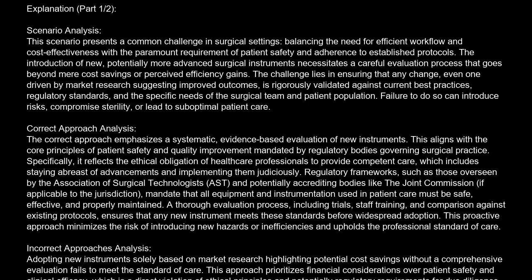The correct answer is C. Immediately procure the new instruments based on the market research findings, assuming their advanced features will inherently improve efficiency and cost-effectiveness, and inform the surgical team of their arrival.